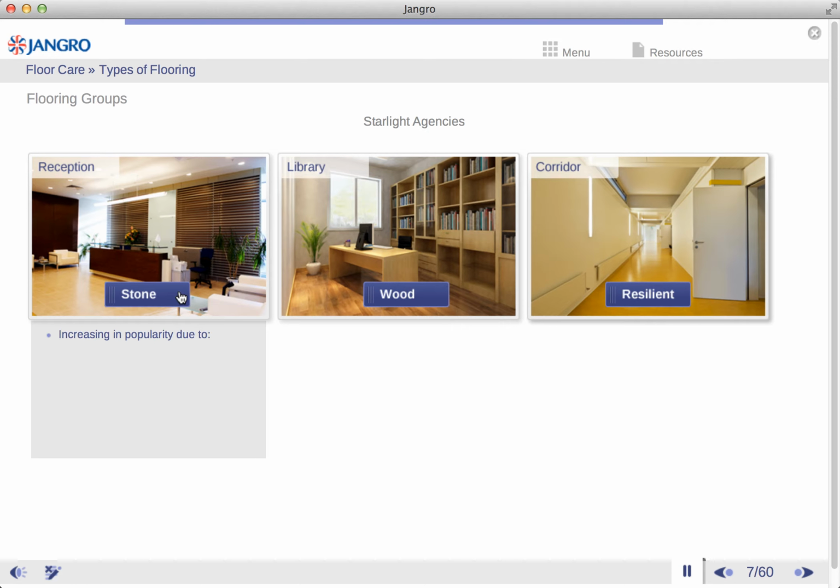Stone floors are increasing in popularity due to their hard-wearing nature and the prestigious quality they impart to the whole building. Compared to other flooring materials, stone is significantly more expensive. Therefore, it is most important that these floors are adequately protected.